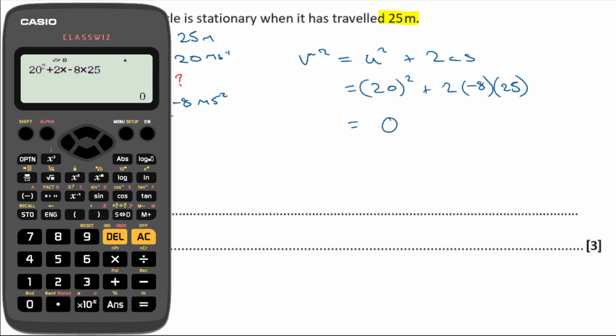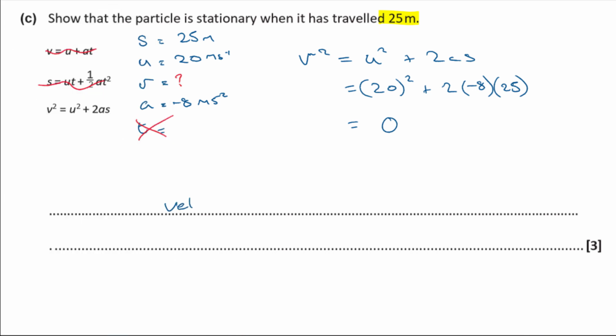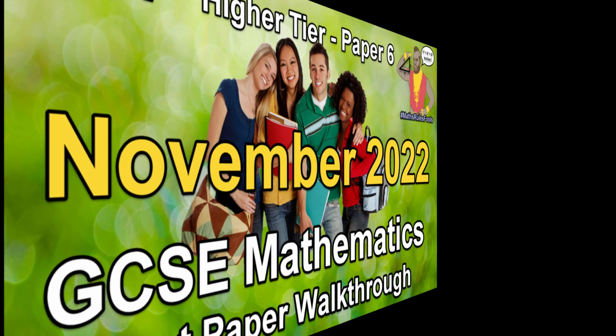So that's it then, isn't it? We can say that velocity is 0, which implies stationary. Okay.